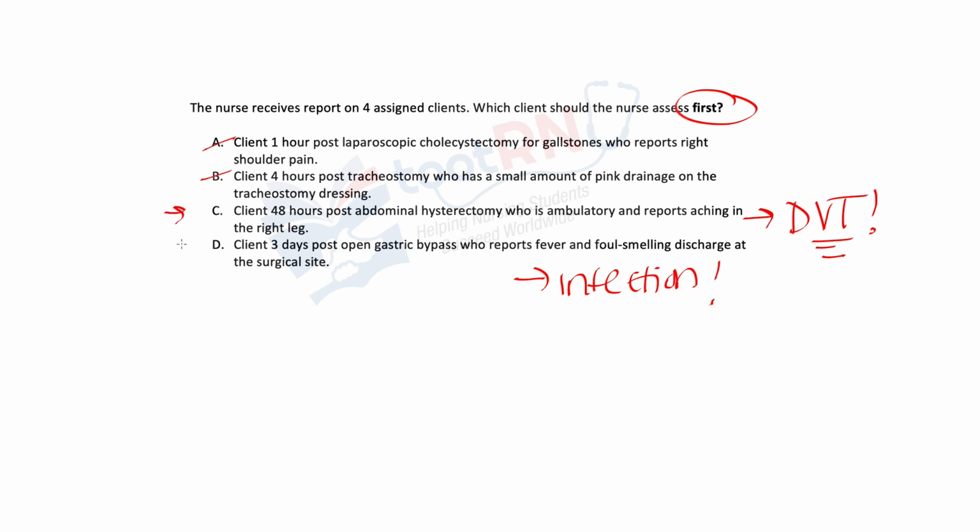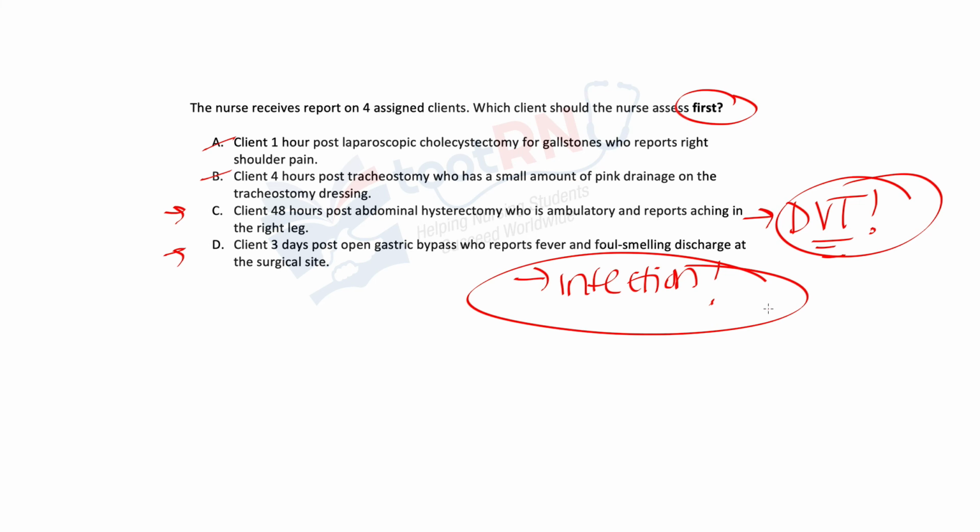Between C and D, C being our DVT or D being infection, which one's a priority? Which one has a worse potential outcome? Certainly C, because that DVT we know can dislodge, travel, end up in the lungs, and turn into a pulmonary embolus, which could be fatal for the client. We don't want that to happen.